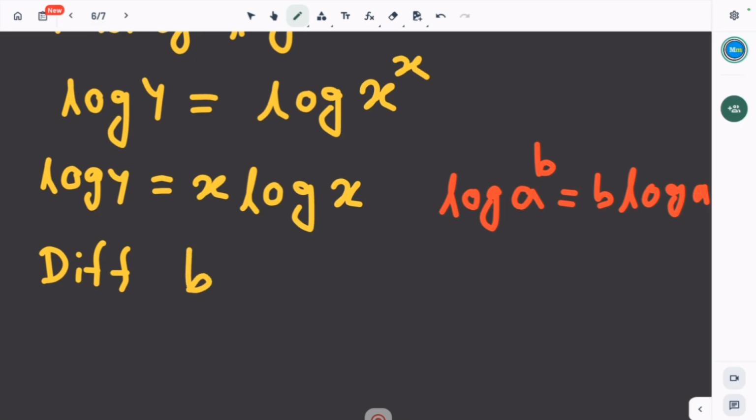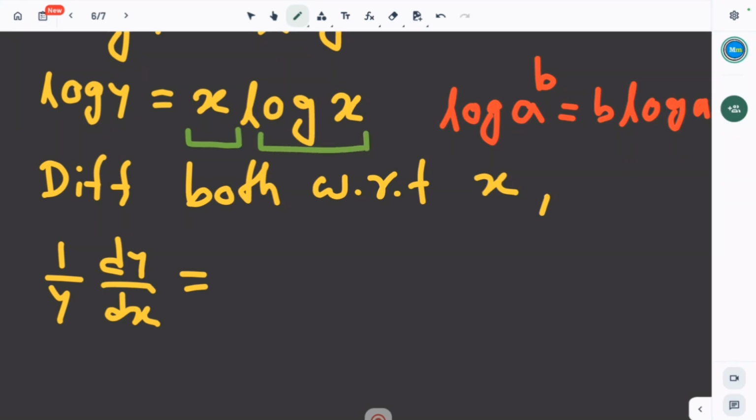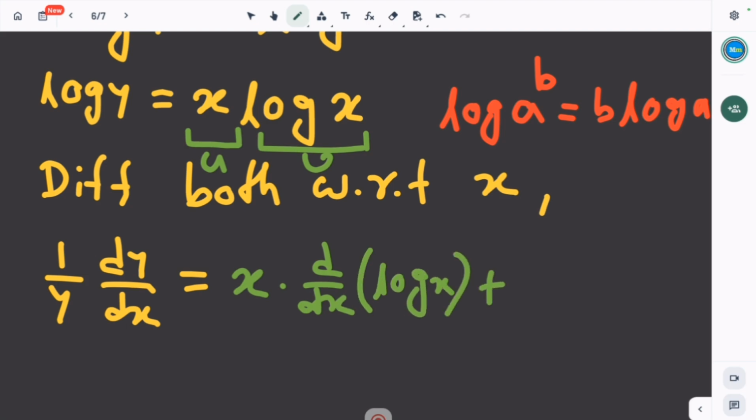differentiating both sides with respect to x, we get the derivative of log y will be 1 by y dy/dx equals, this is a multiplication of two functions. So here we apply the uv rule. Here u is this and v is this. So x into d/dx of log x plus log x into d/dx of x.